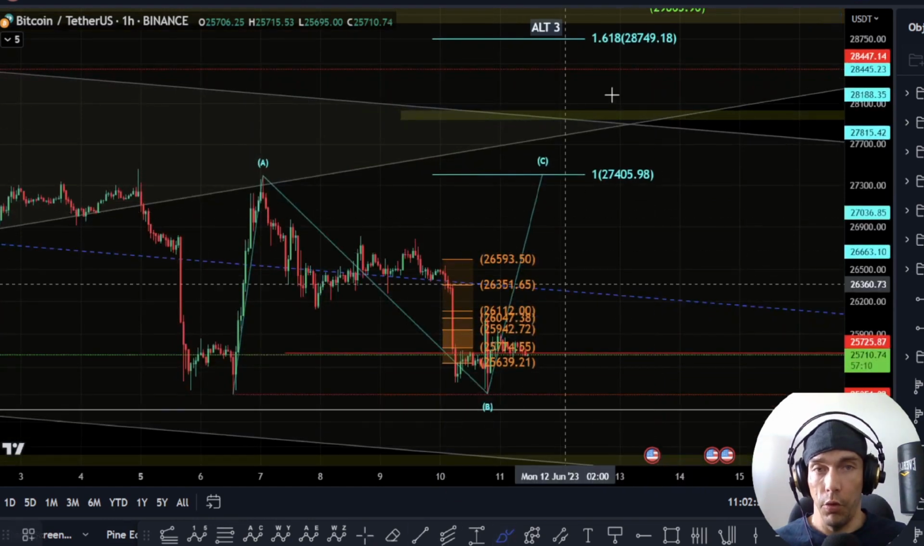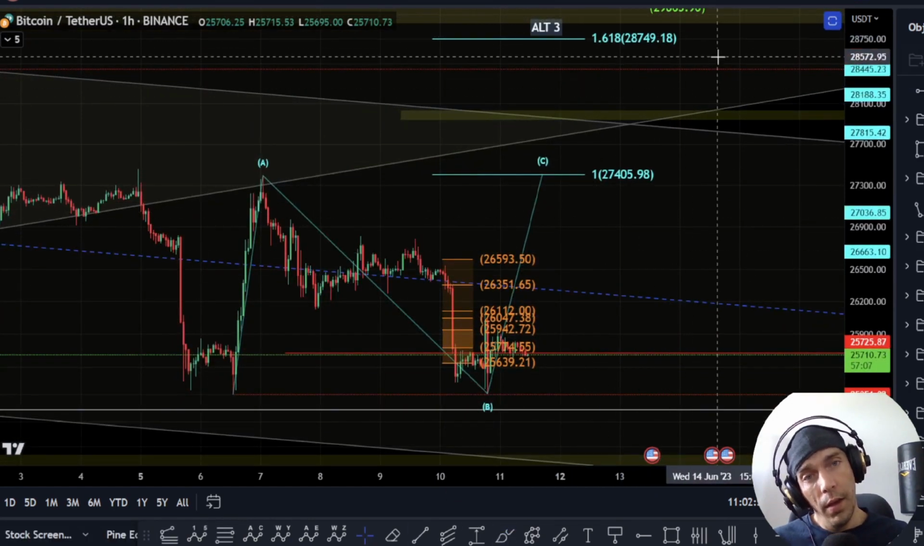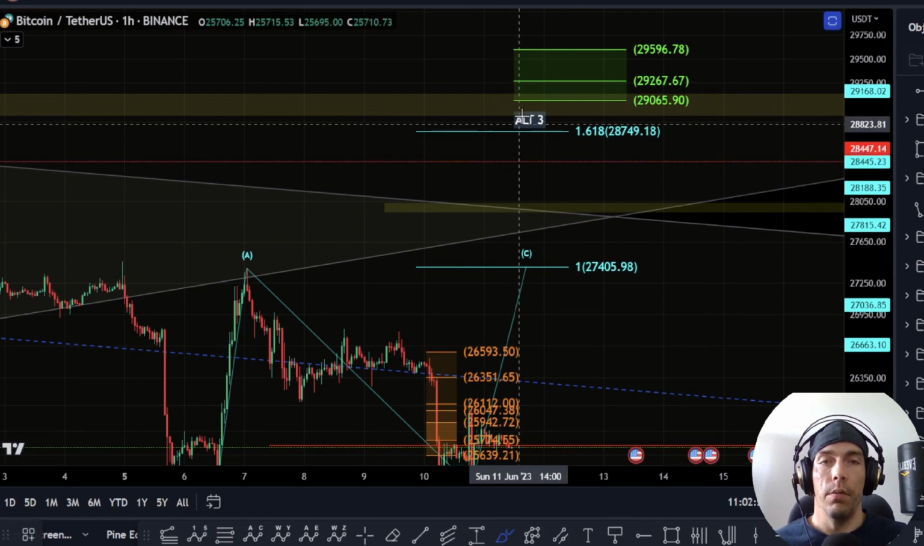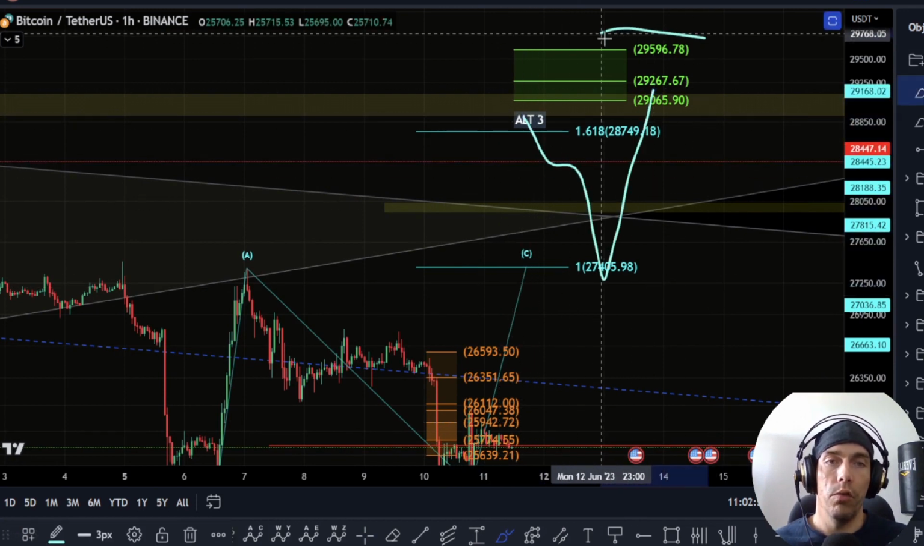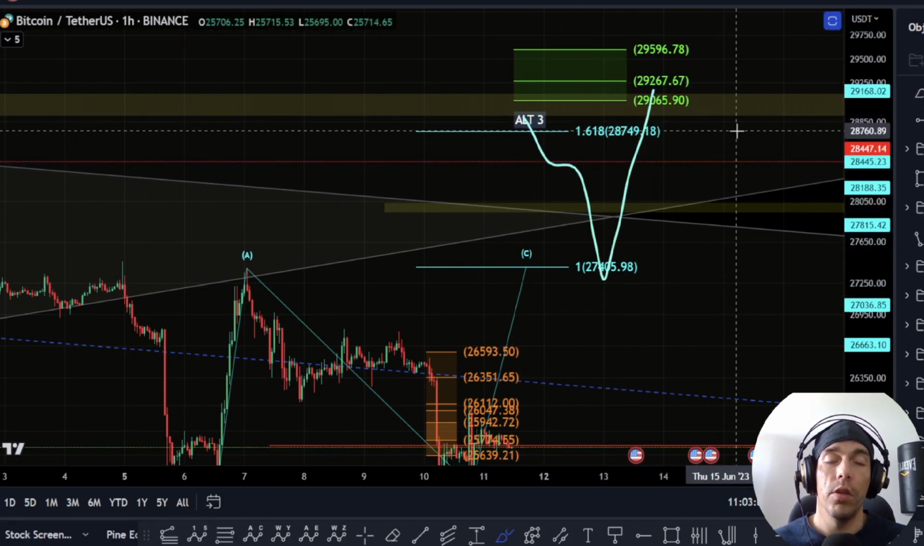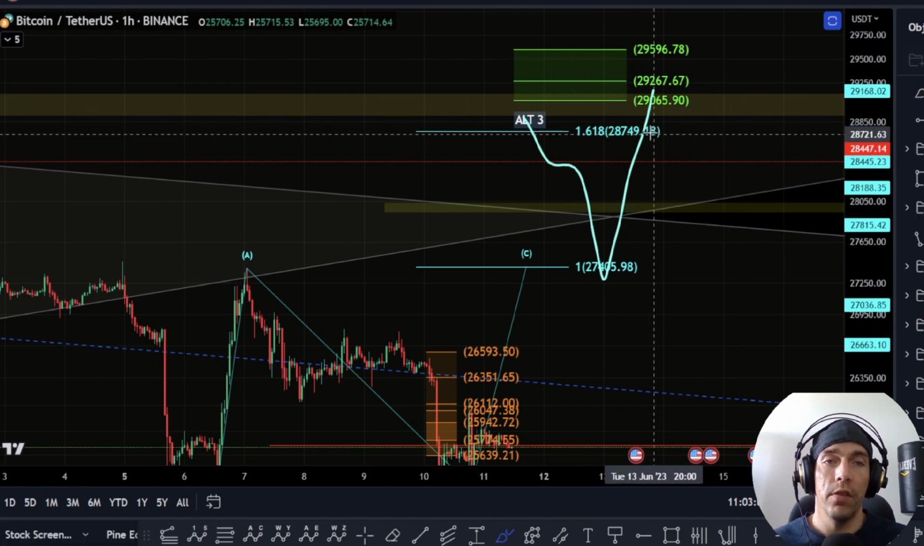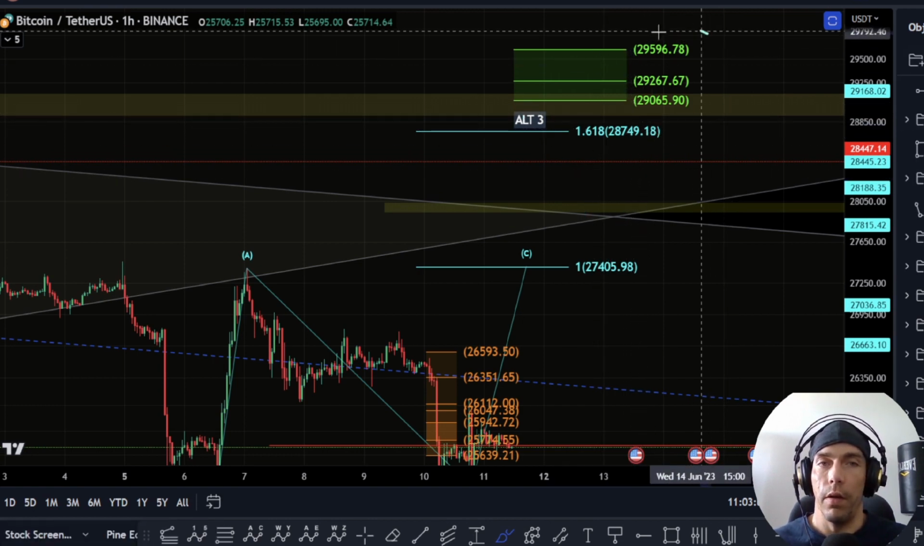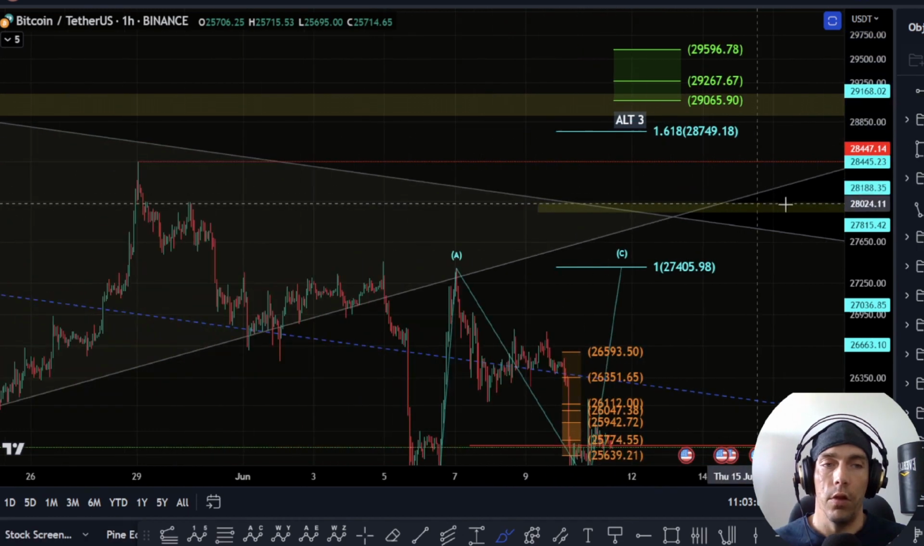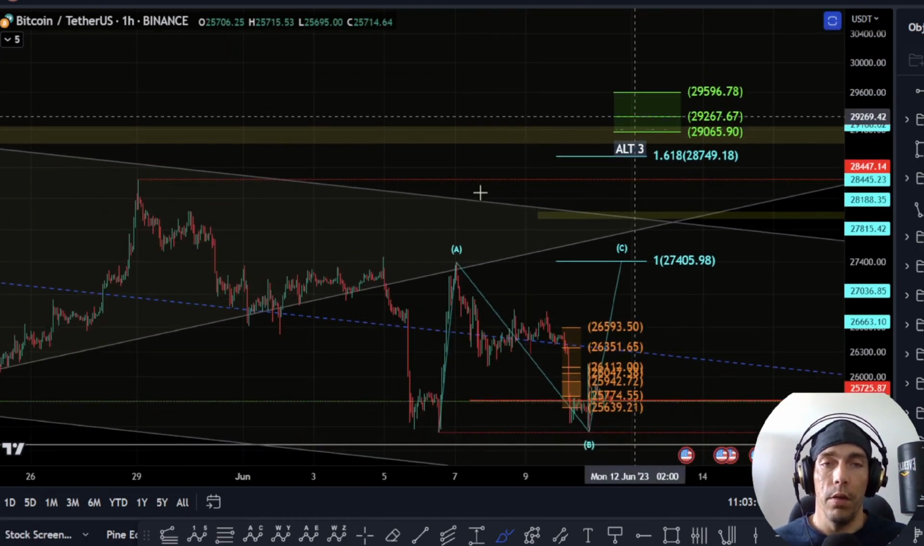28,749. Now if we did get a push up to this 1.618 up here, then we would be looking for that potential of an additional 4th wave and a 5th wave, which could look to push us up into this zone of the 29,596 to this 29,065 level. So this is going to be our C wave target if we actually look to develop an impulsive move to the upside.